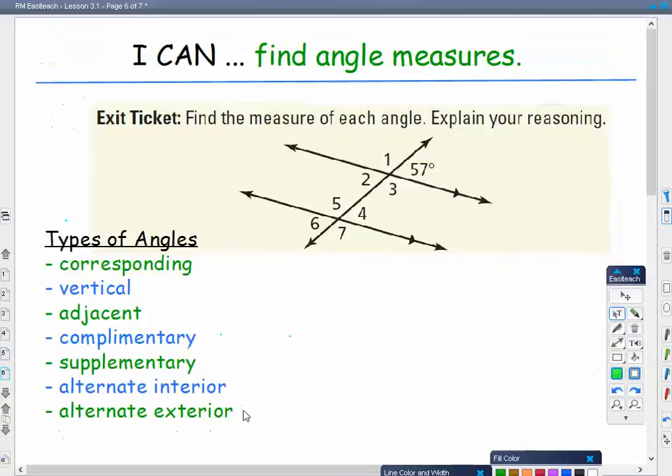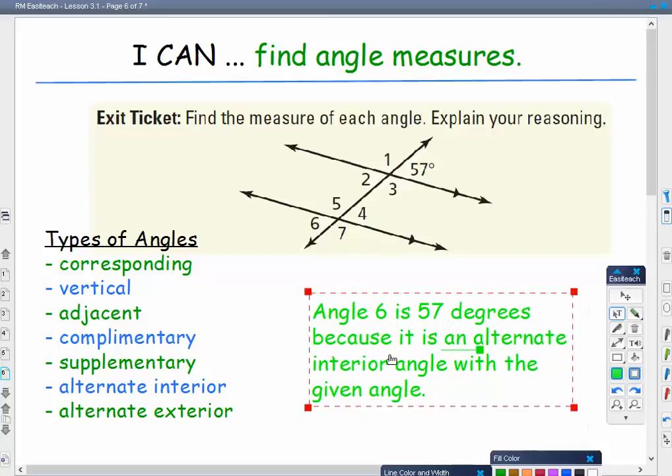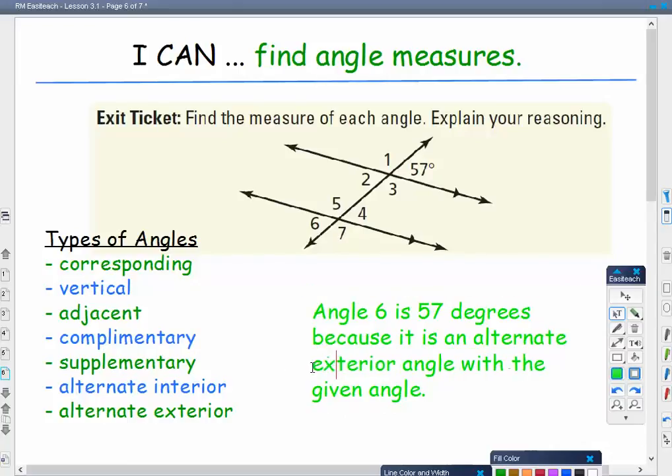I could actually go back to one of these questions where I had to explain my reasoning. So I could look at this right out of the gate and say, I know angle 6 is going to be 57 degrees. Angle 6 is 57 degrees because it is an alternate exterior angle to the given angle. I'm outside those parallel lines, an alternate exterior angle to the given angle. So there's a lot of that key vocabulary.